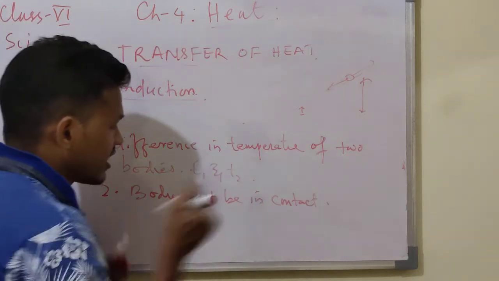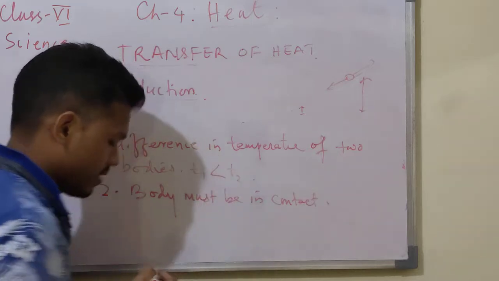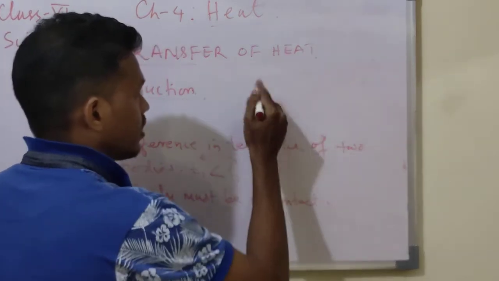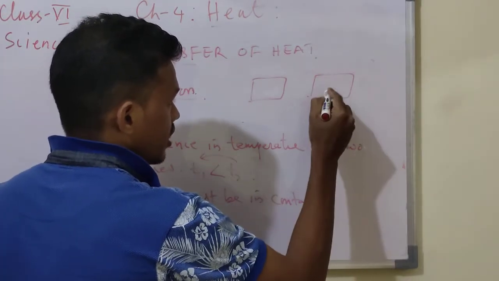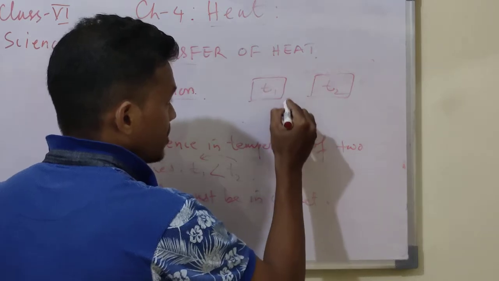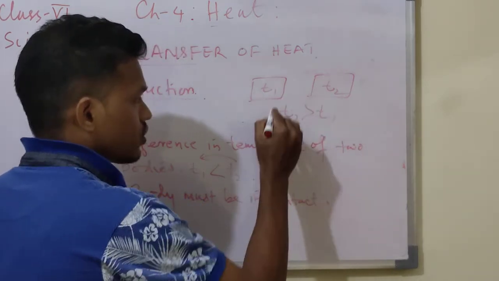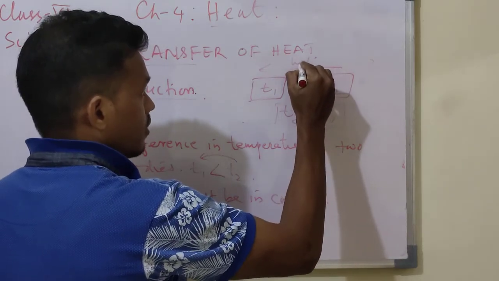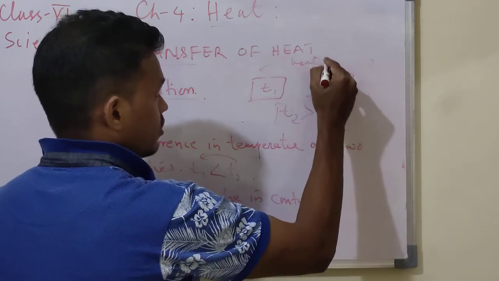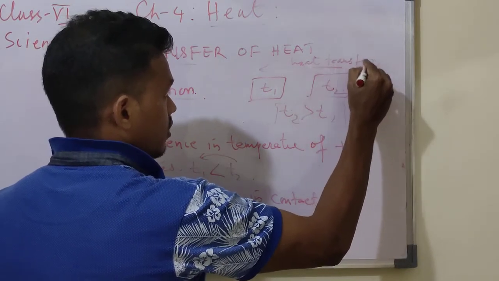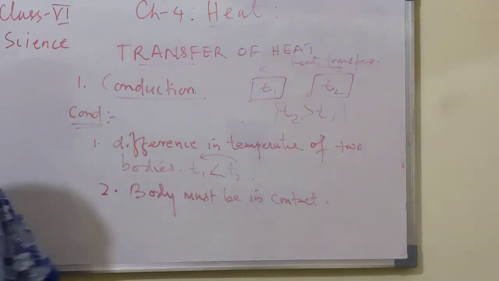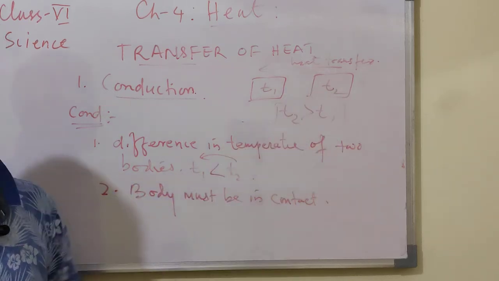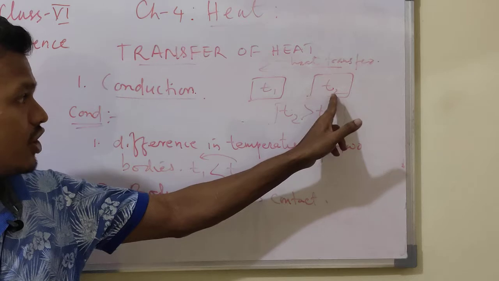I can say here T1 should be the greater temperature, so heat transfers from T1 to T2 or T2 to T1. Take two objects: this is one object and this is another object. This is T2 and this is T1. T2 has a greater temperature than T1. So from which direction does heat transfer take place? From T2 to T1, because T2 has a high temperature compared to T1. Therefore, heat transfers from T2 to T1.